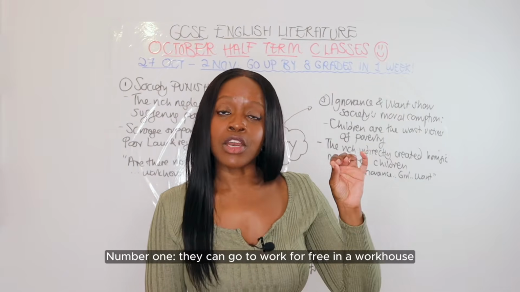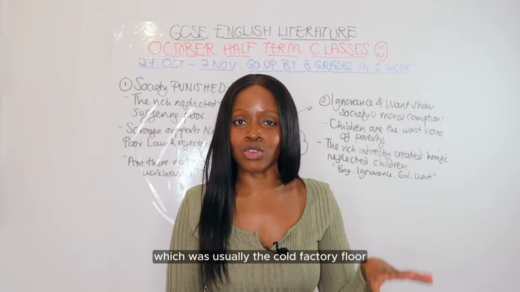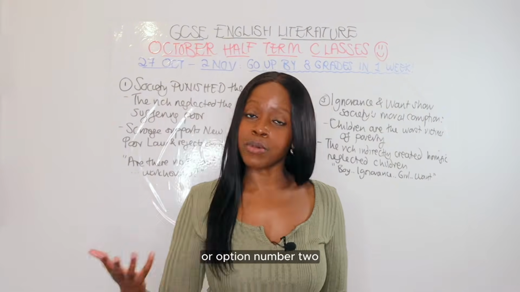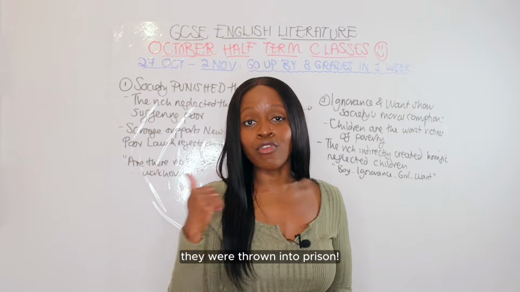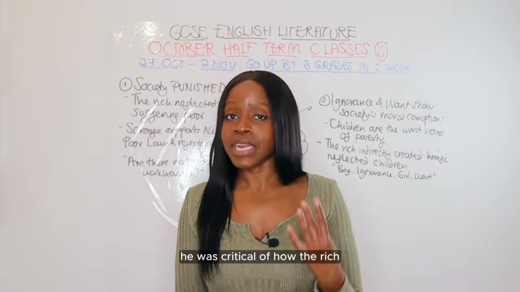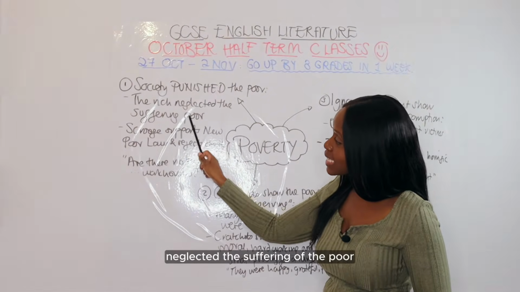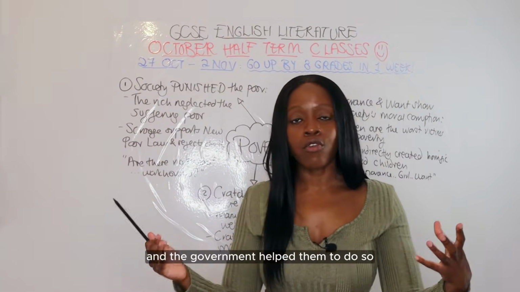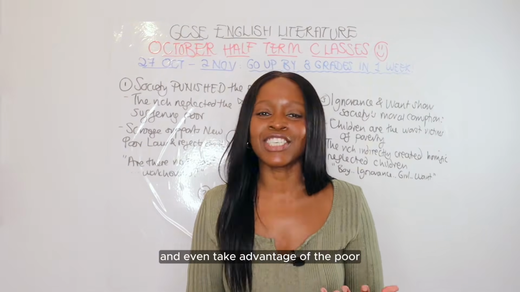Number 1, they can go to work for free in a workhouse and get accommodation in that workhouse, which was usually the cold factory floor. Or option number 2, if they didn't want to go for that option and give away free labor, they were thrown into prison. And of course, Dickens was really critical of this, but equally, he was critical of how the rich neglected the suffering of the poor. And of course, the government helped them to do so and even take further advantage of the poor.